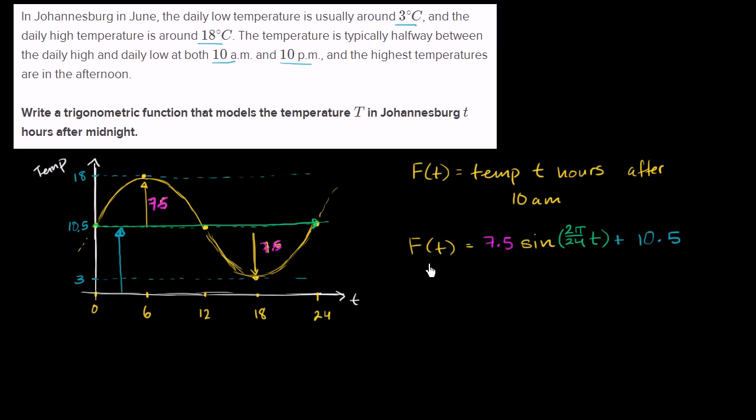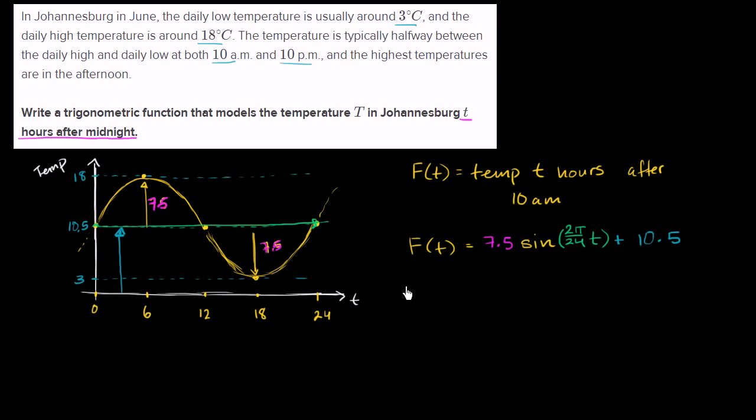Now, we've just successfully modeled it, and we could simplify a little bit. We could write this as pi over 12 instead of 2 pi over 24. But this right over here models the temperature in Johannesburg t hours after 10 a.m. After 10 a.m. That's not what they wanted. They want us to model the temperature t hours after midnight. So what would T of t be? We're going to have to shift this a little bit.